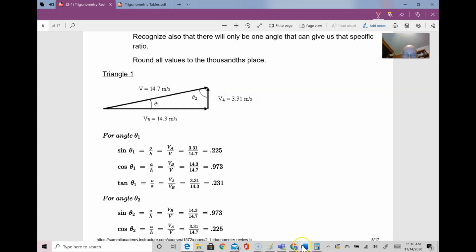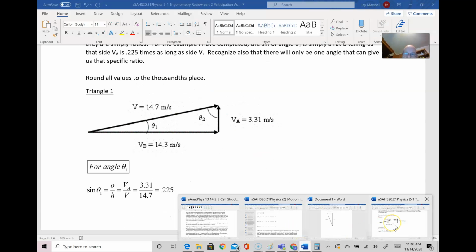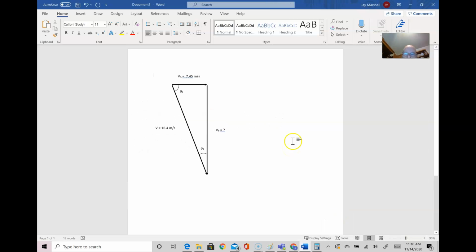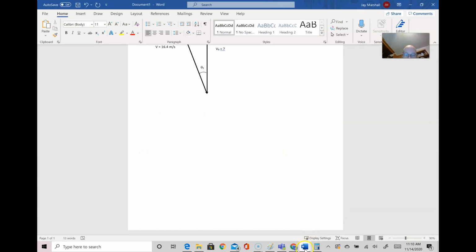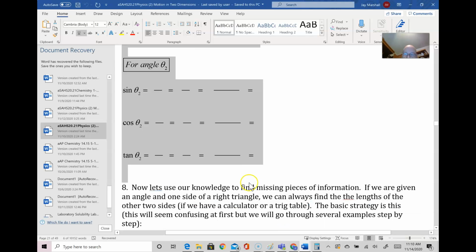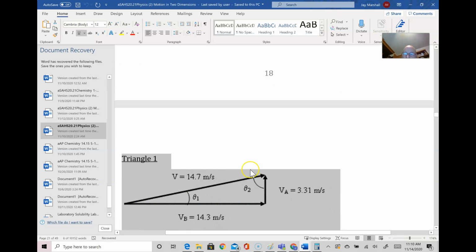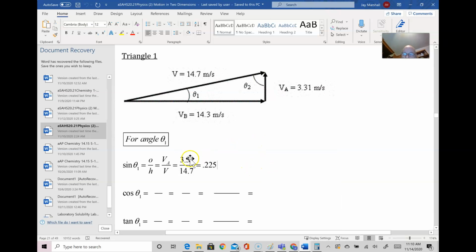Oh, actually, let's do it on the, and I'll just skip back and forth here. So here's my actual worksheet. And so I've said sine of theta equals opposite over hypotenuse. For theta 1, this is opposite, and this is hypotenuse, right? So that's the opposite side.